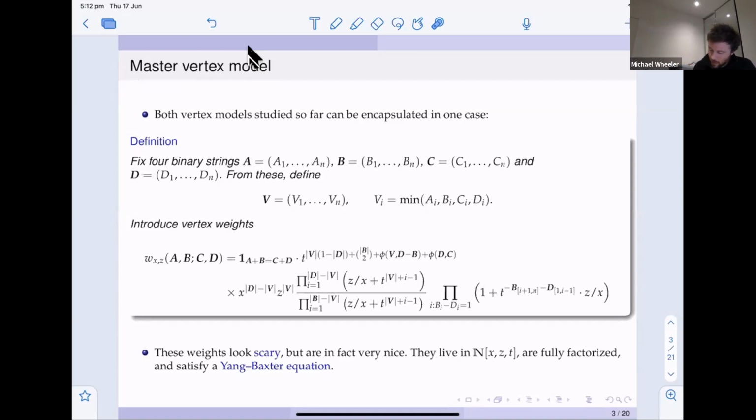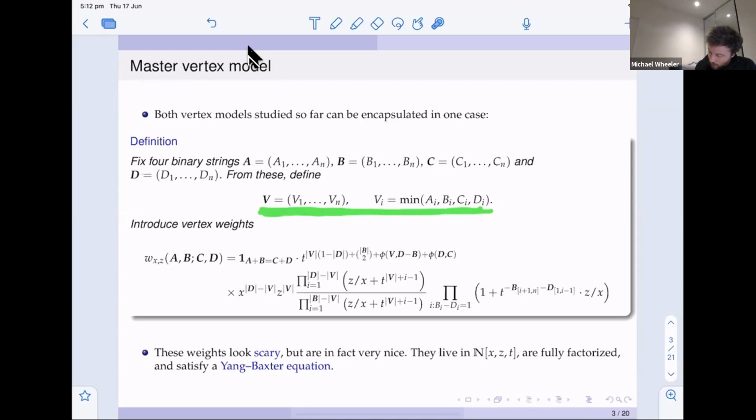So what's the setup here? Again, your vertex is just going to be one of these little squares, and again it's going to have A, B, C, and D around the edges of the vertex. This is the precise form of the weights that we put on it. I have 4 binary strings, A, B, C, and D, and from this I define another binary string, which is this V vector.